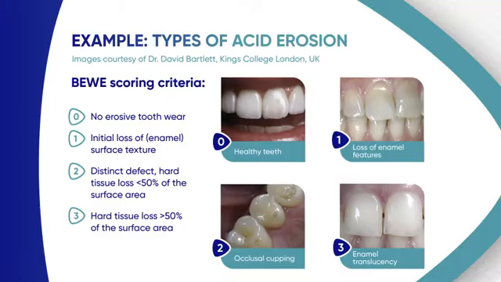The BWE tool uses 4 scales: 0 for no wear, 1 for wear which is just some changes to the enamel surface, 2 surface wear which is less than 50% damage, and 3 which is greater than 50%. It's an effective, quick tool, it can be done within a few minutes and can be part of your routine examination for your patients.